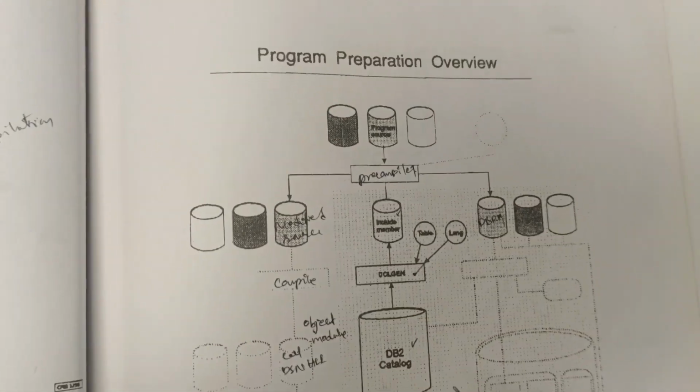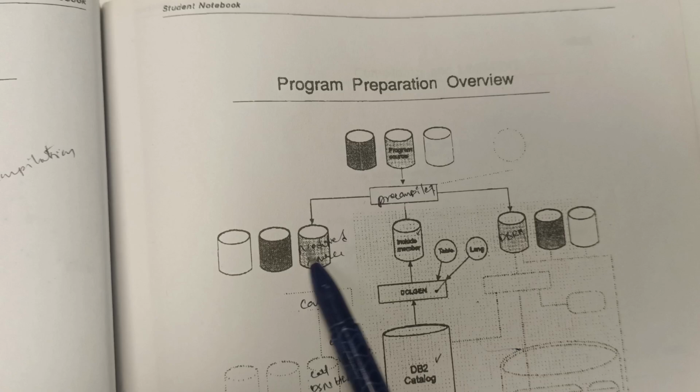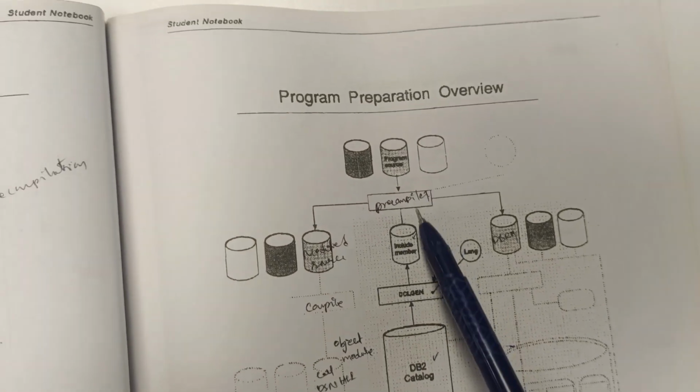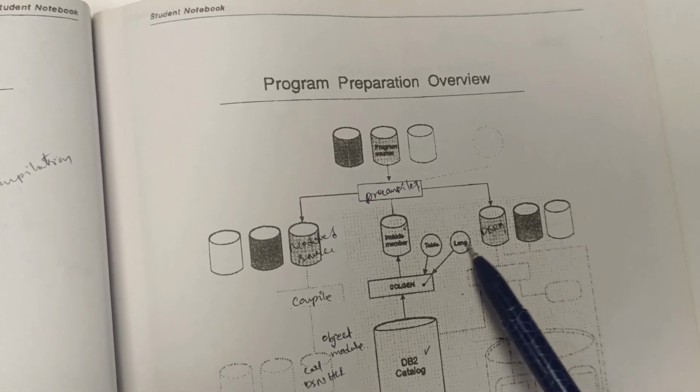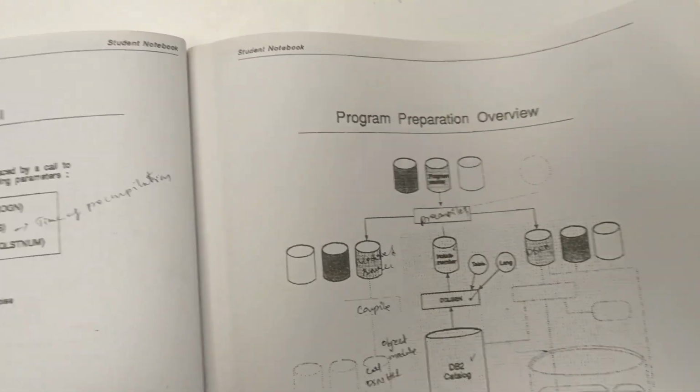Again, here is the program preparation overview, showing the topics covered till now. Till now we have covered the include member and the DBRM. So till now we came here. We will go to the next one.